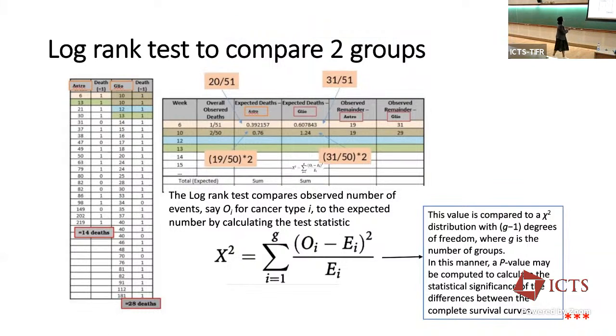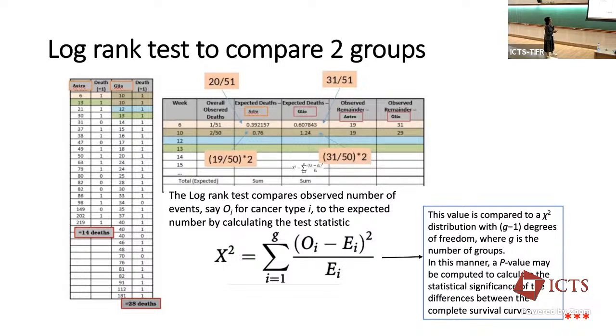Yeah, so you can see at week 6, 1 death occurred in this group of patients. There were a total of 51 patients, so 1 patient died out of 51. So what is the probability here? In total we had 20 participants in this group, so 20 over 51 multiplied by 1 because 1 patient died, while here you have 31 over 51. Calculate that, and you will get this one.